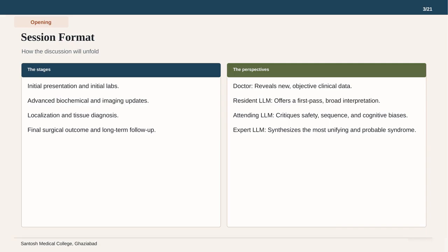The doctor will reveal new objective clinical data, while the resident LLM offers a first-pass interpretation. The attending LLM then critiques the safety and sequence of the workup. And finally, the expert LLM synthesizes the most probable unifying syndrome. This multi-layered approach allows us to see how diagnostic decisions are refined at each step of the process. This structure is designed to simulate a real-world clinical round where different levels of expertise contribute to the final diagnosis. Now that we have the roadmap, let's begin stage 1 with the patient's initial clinical presentation.